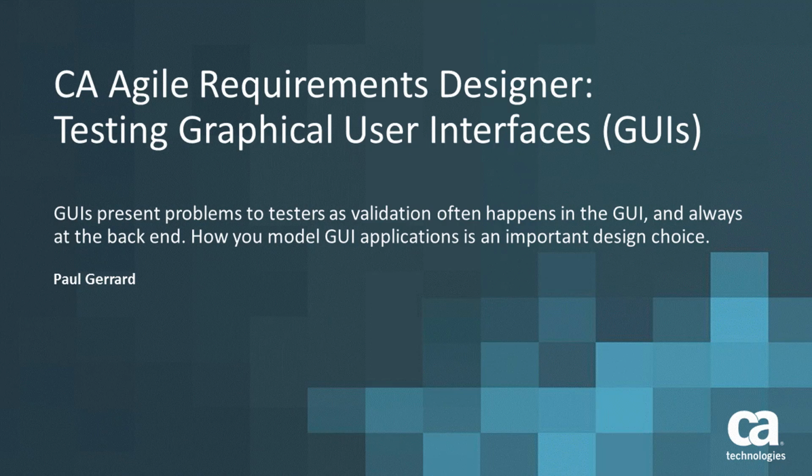And the validation dominates our testing in many ways. And although the validation often happens in the GUI, more often it's in the back end as well. How we model GUI applications is an important test design choice.